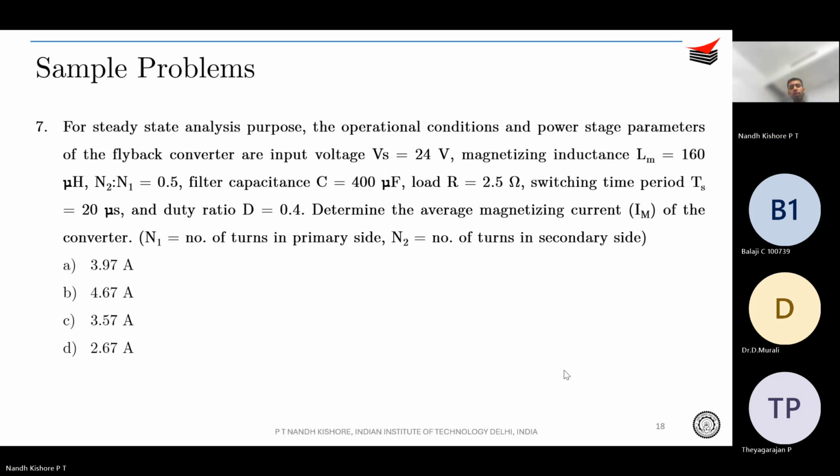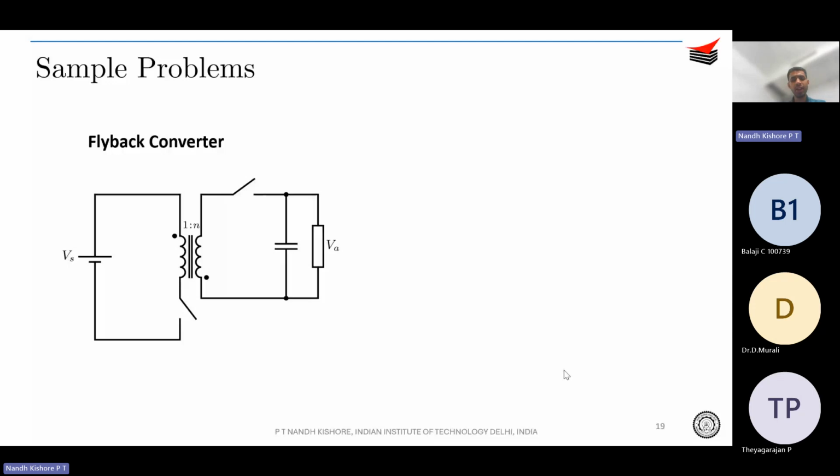Okay. So magnetizing current means you have a magnetizing inductance branch in the primary side. So what is that particular current, right? They are asking us to determine the average magnetizing current. So you understand that this is a normal flyback converter, right?